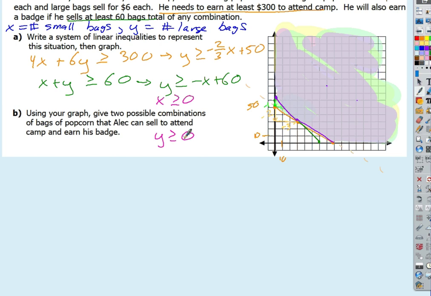Does that help? Katie, does that help? Okay. Yes. Helps. Make sense? And then when we're at the two possible combinations, too, we just have to make sure.